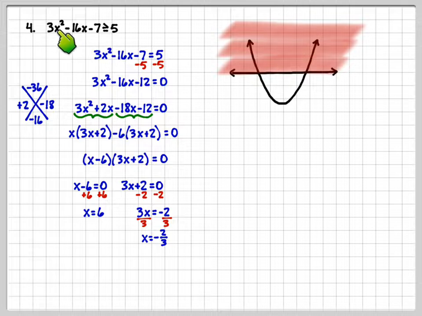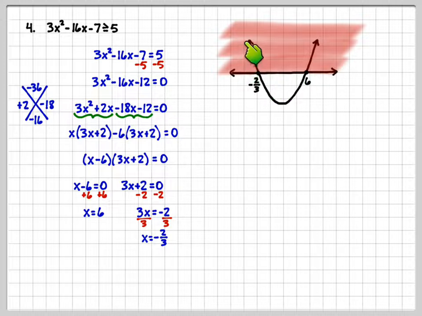What that tells us for this inequality is that these two x values are where the parabola and the line intersect. Now make sure that you put the values in ascending order. In other words, the lower value should be here and the upper value should be here. So the lower value is negative 2/3 and the upper value is 6. So we have these 2 points.